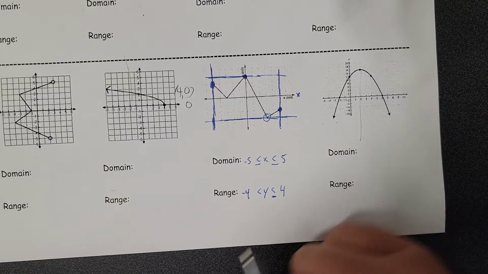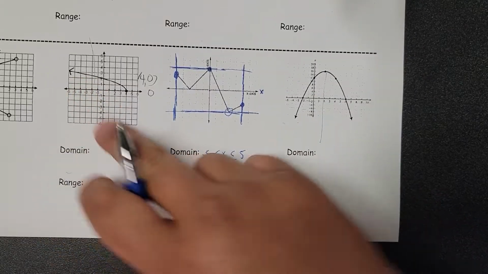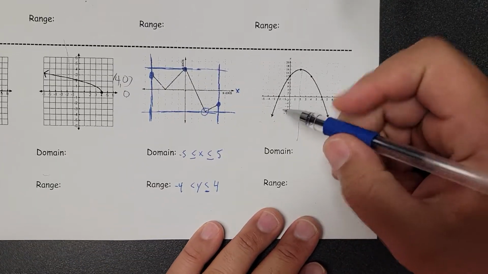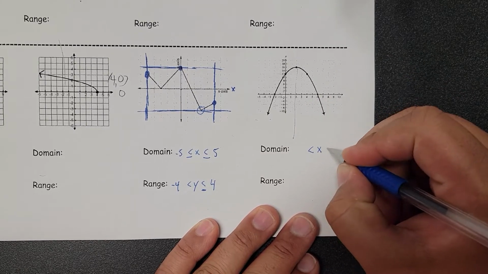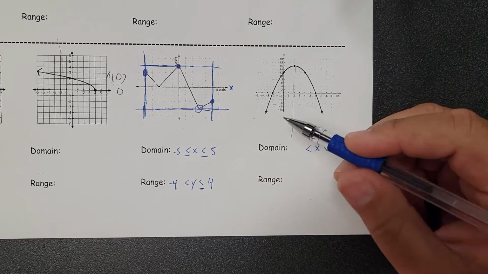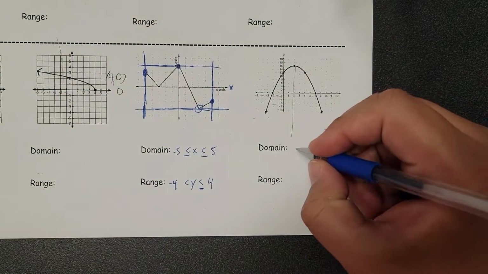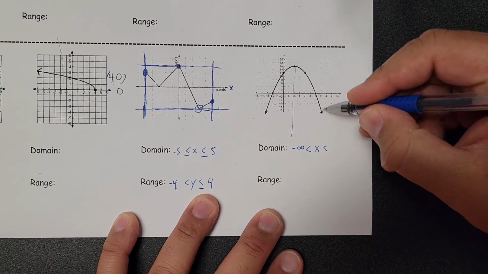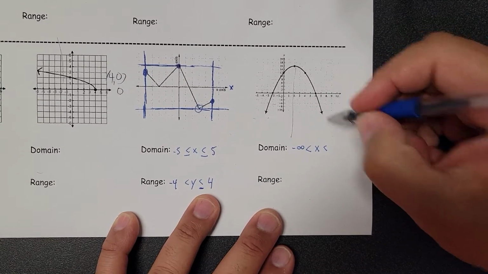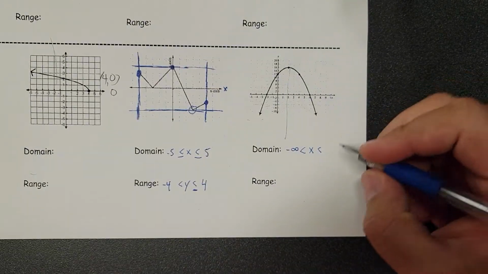Okay? Now remember when you have arrows, all right, some of these have arrows here. Right. So when you have an arrow for the domain, all right, this goes to the left forever. I see an arrow and it's going to the left. So I'm going to put -infinity. This is an arrow and it's going to the right side. So when you see an arrow, you're going to put +infinity.